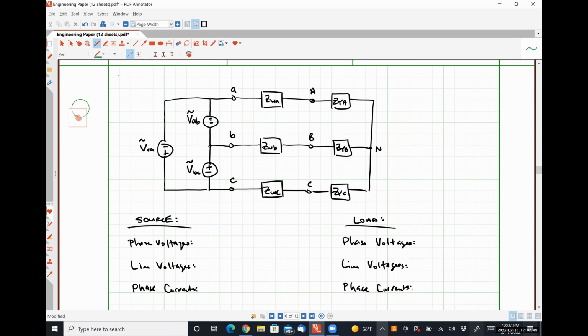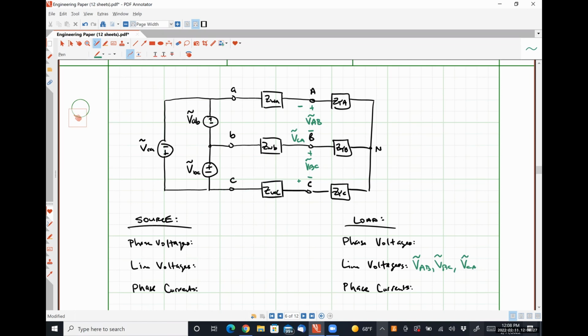So VAB, okay, so that's one of them. And let's label it real quick. That would be this guy right here. I got two others. VBC, VCA, right. And I'm using capital letters because I'm on the load side of the circuit.